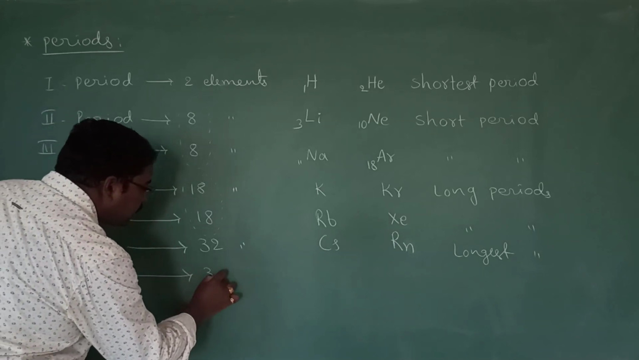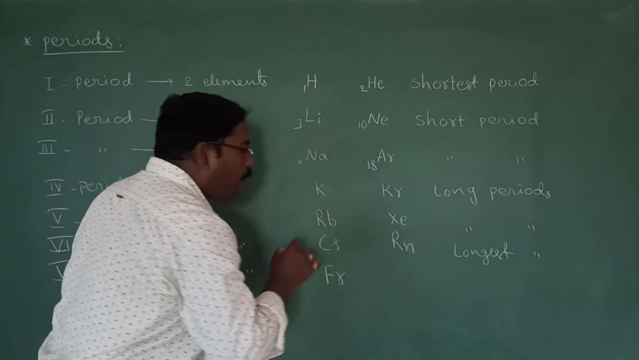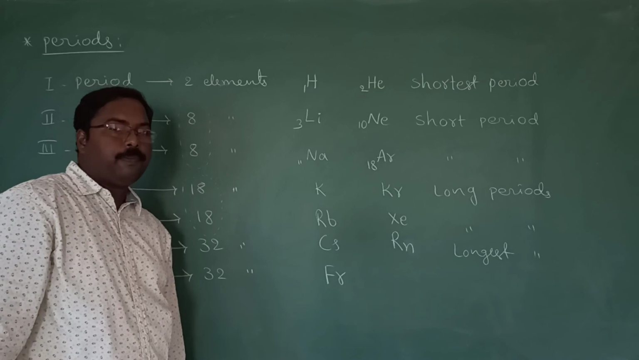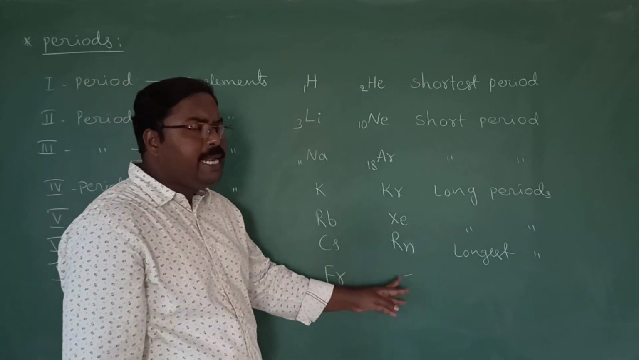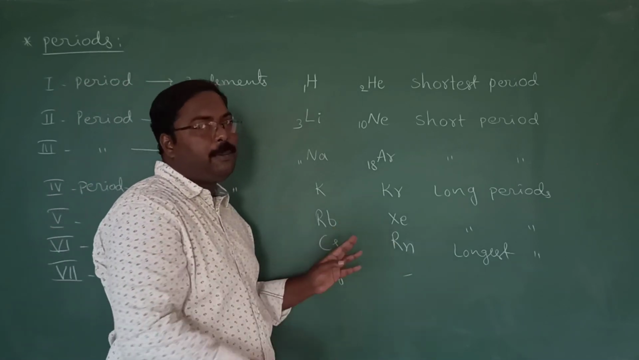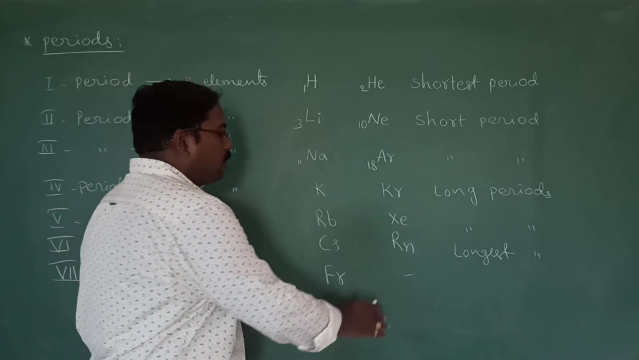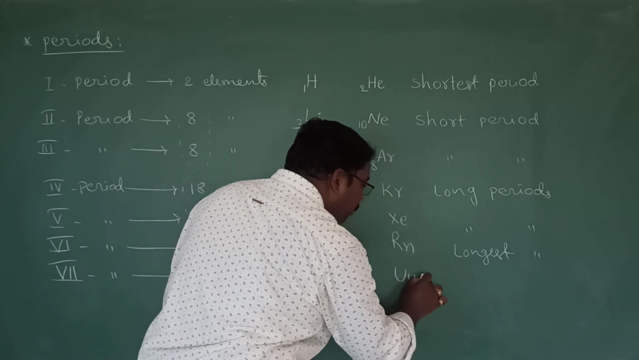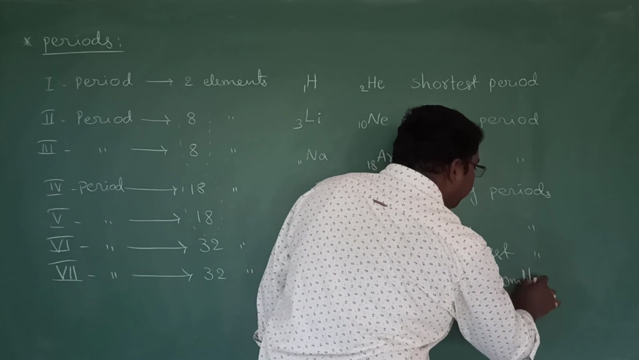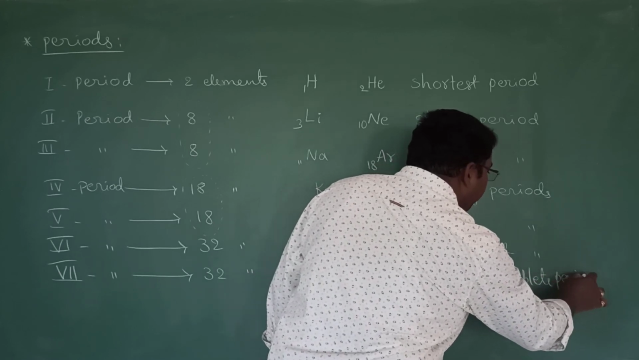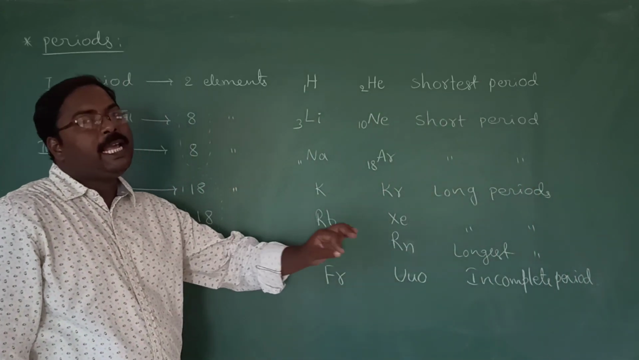Coming to the last period, this also contains 32 elements. It starts with Fr, francium, and ends with the 118th element. How to name that element, we will come to know. Actually, it is oganesson. The last period is known as the incomplete period.